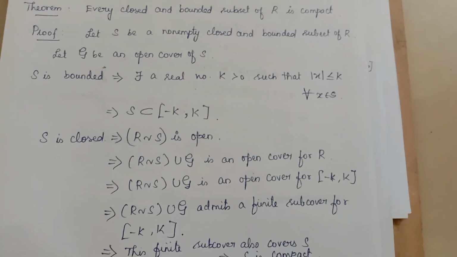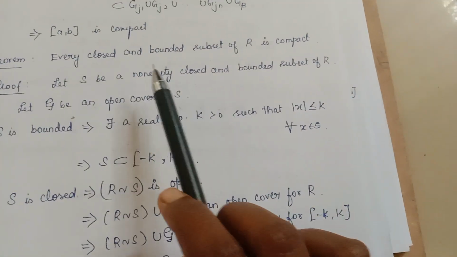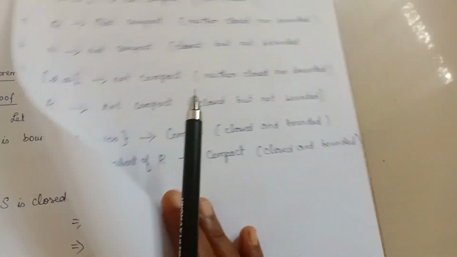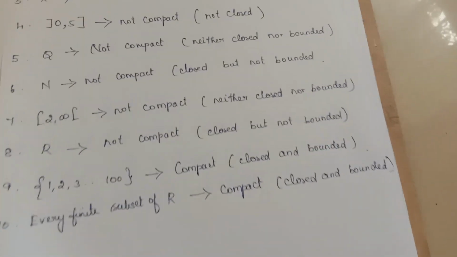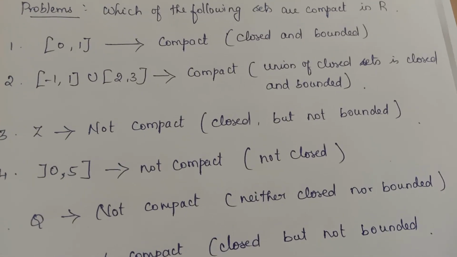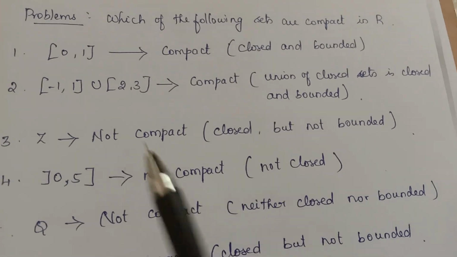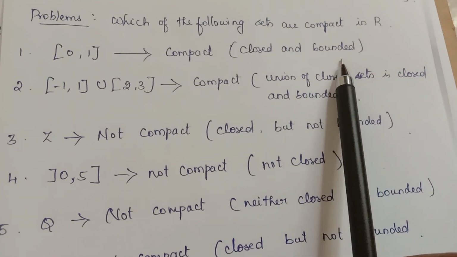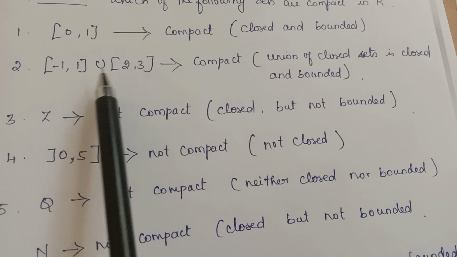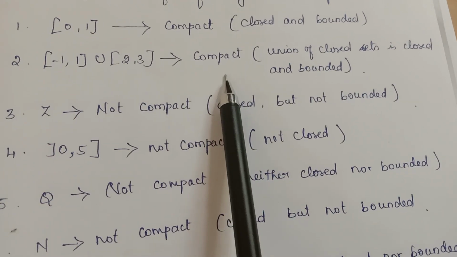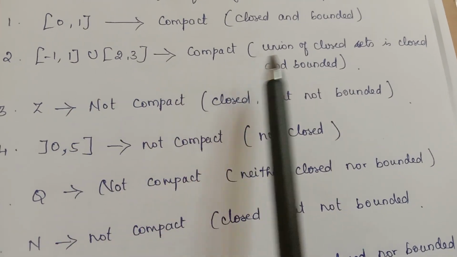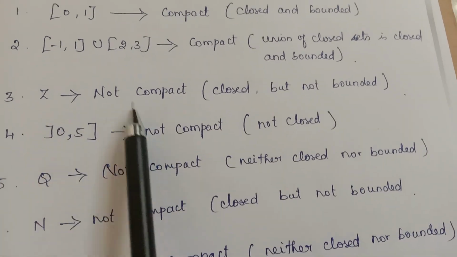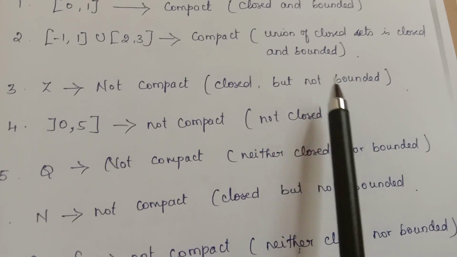So collectively what we have seen here is, this is the final thing. The closed and bounded subset of R is compact. Right? Now let's see some problems. We are going to check whether the following sets are compact in R or not. See, first one is closed interval 0 to 1. Yes, this is compact because this is a closed and bounded interval. Next one is minus 1 to 1 union 2 to 3. This is also compact because yes, it is bounded and it is also closed because the union of two closed sets is closed. Next, Z is not compact because it is closed but it is not bounded.